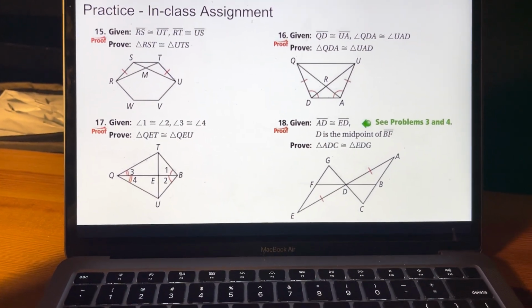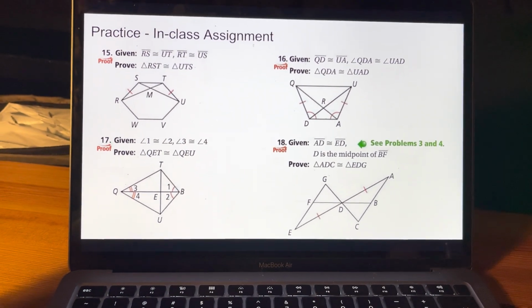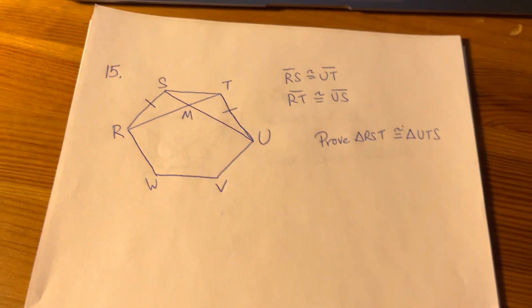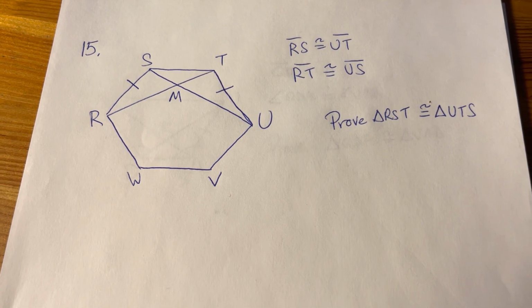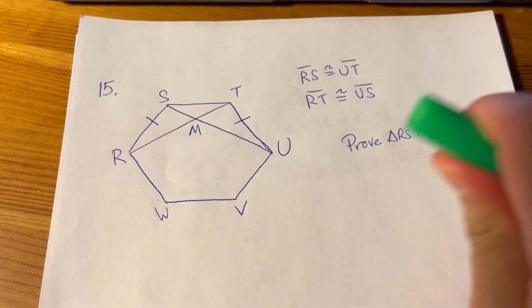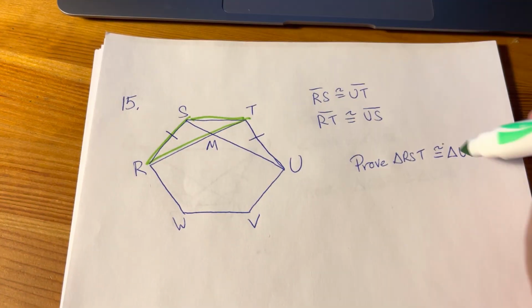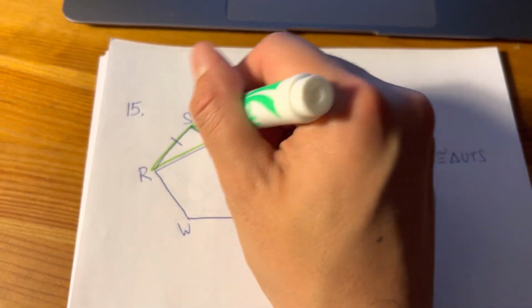Okay, we are going to go over questions 15 through 18 on the overlapping triangles homework. Number 15, let's look at first. So what do we want to prove? We want to prove that RST, this thing right here, is congruent to UTS, this thing right here.